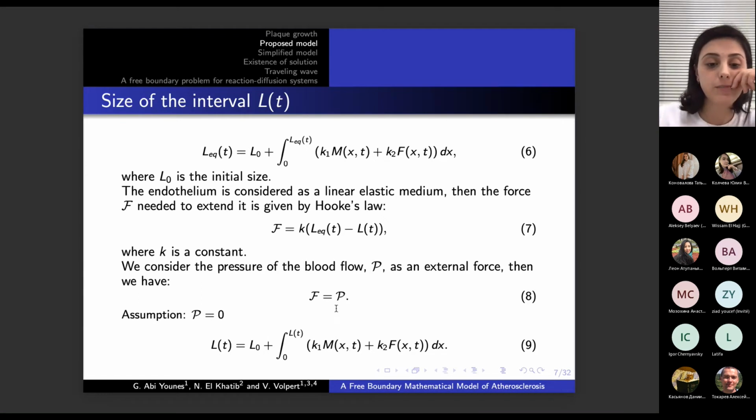When we take this assumption, L of t, the size of the domain, turns out to be L0, the initial size of the domain, plus the integral from 0 to L of t of a constant times the concentration of macrophages, plus a constant times the concentration of foam cells. In other terms, it is the presence of macrophages and foam cells in the intima which leads to the motion of the boundary.